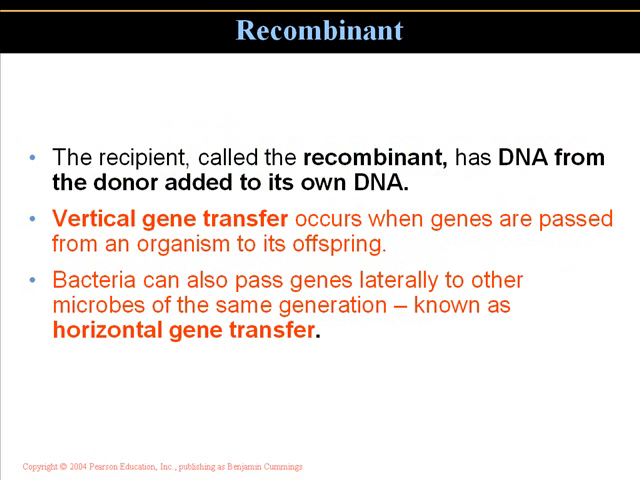Now, you can have what's referred to as vertical gene transfer. You need to be familiar with this. Vertical gene transfer occurs when genes are passed from an organism to an offspring. Bacteria can also pass genes laterally to other microbes in the same generation, known as horizontal gene transfer. Again, vertical is from parent to offspring, and horizontal is from one organism to the other.